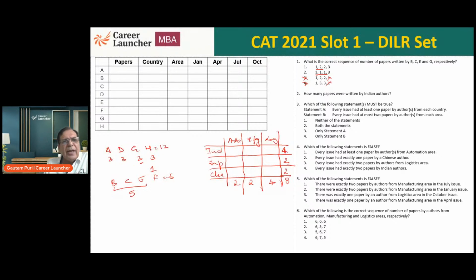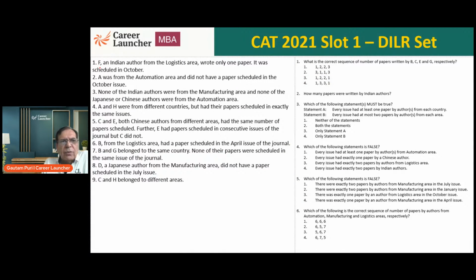We know A, D, G, H is 12. A is 3. D, G, H. We know F is 1. So far we have picked up so much information. And the others we'll look at as we go along. Now, let's start with the rest of them.